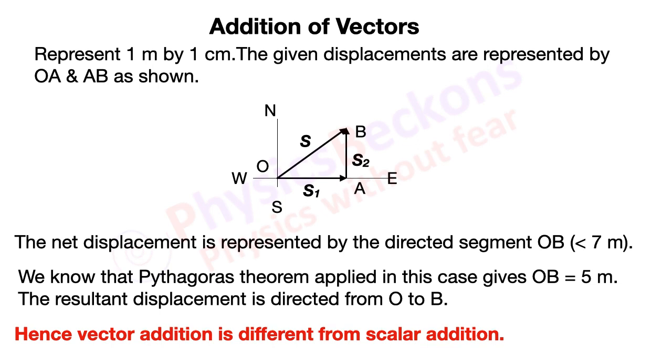Since 4 meter displacement and 3 meter displacement do not give you 7 meter displacement, this example clearly shows that vector addition is different from scalar addition. Please keep this example in mind. We will be repeating it in the coming section.